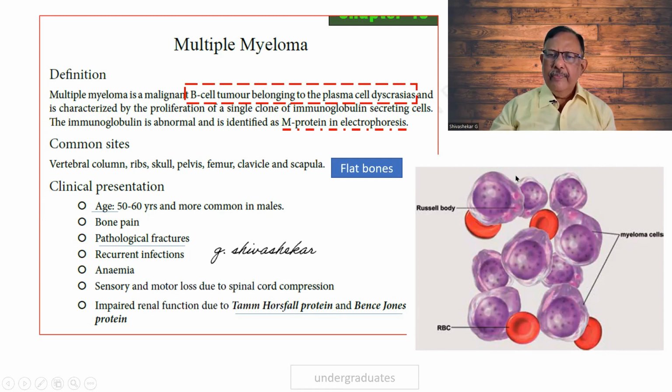And look at this cell. It is a plasma blast. Eccentric nucleus, a pinkish cytoplasm, and there are also eosinophilic inclusions in the nucleus and the cytoplasm, called Russell bodies.